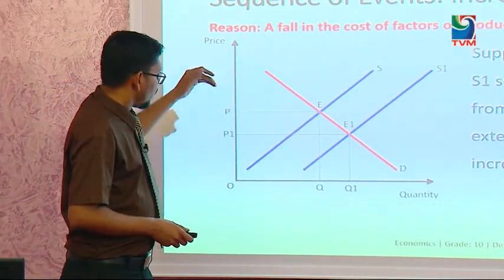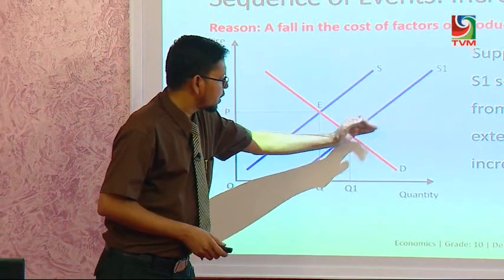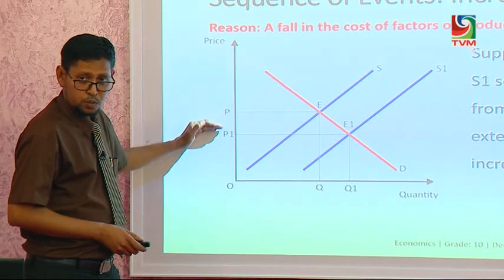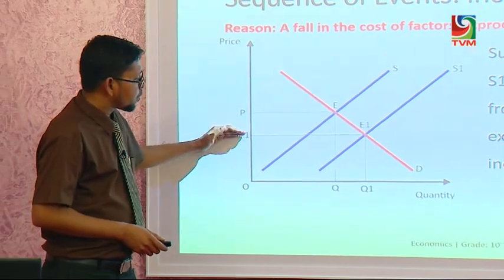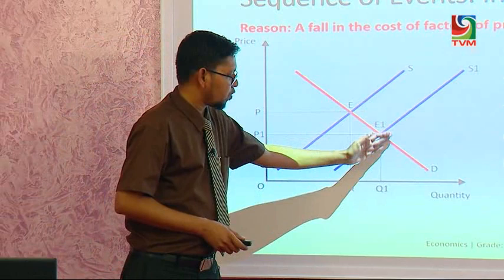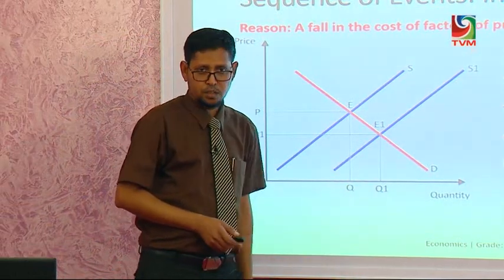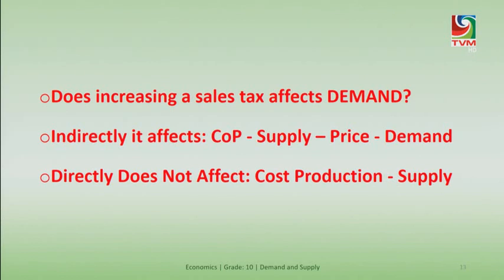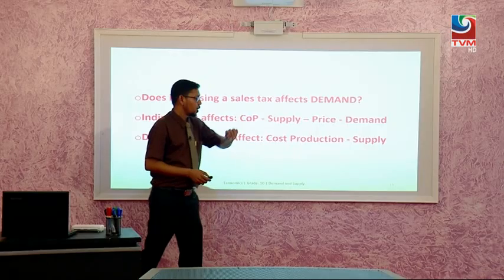When the supply increases, there is a surplus, and the surplus causes the price to fall. When the price falls, there is an extension of demand, which makes the quantity traded increase. Sales tax will affect the demand indirectly through cost of production, supply and price.